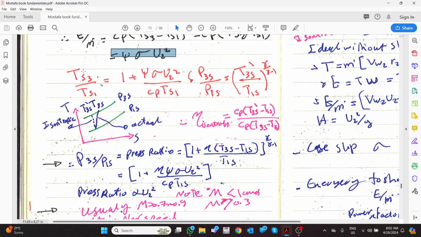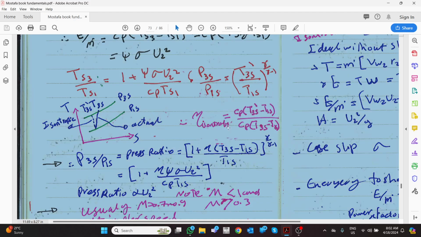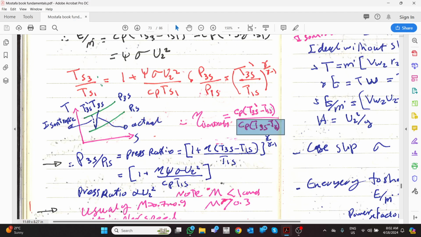So we are going to know that eta isentropic, or the isentropic efficiency, is the total energy based on the isentropic process divided by the total energy actual. Of course, the isentropic is the least energy. So if I told you that the isentropic efficiency of that compressor is 90%, so you know these numbers, and you know this number.